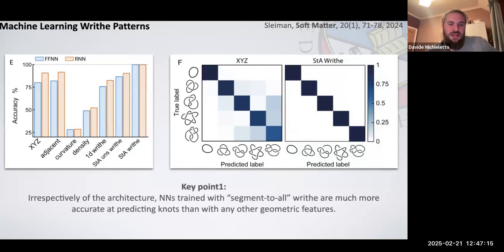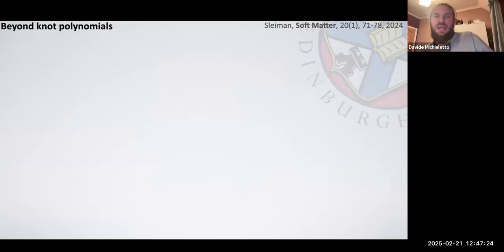So key point number one is that, irrespective of architecture, neural networks trained with segment-to-all writhe are much more accurate at predicting knots. Okay, but now we wanted to challenge it.